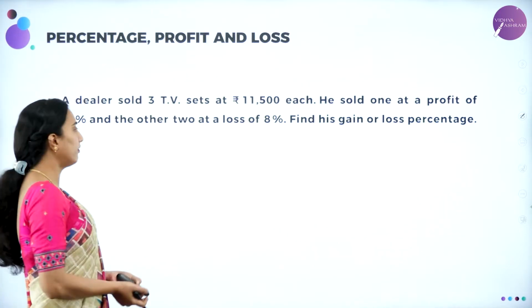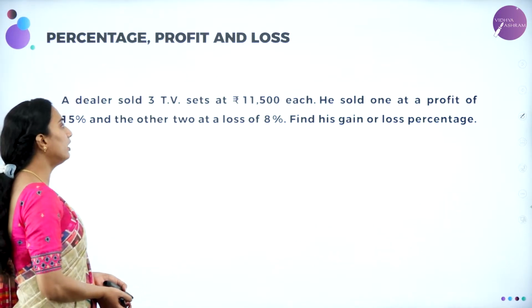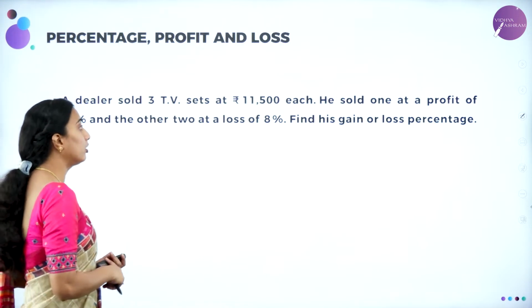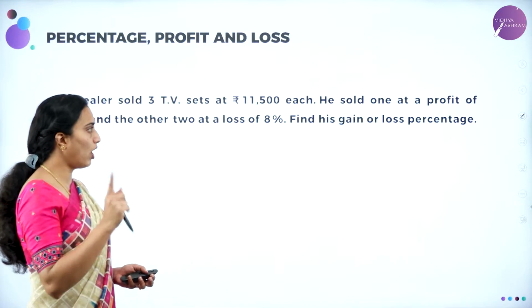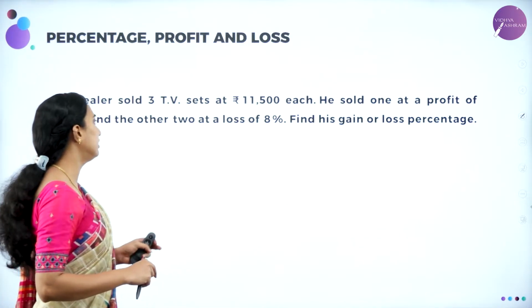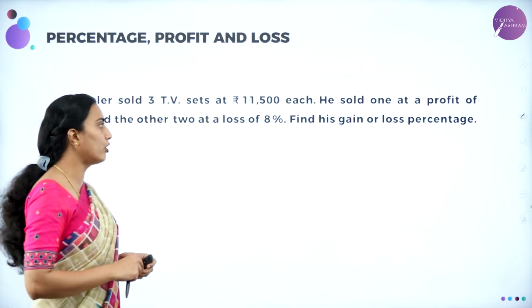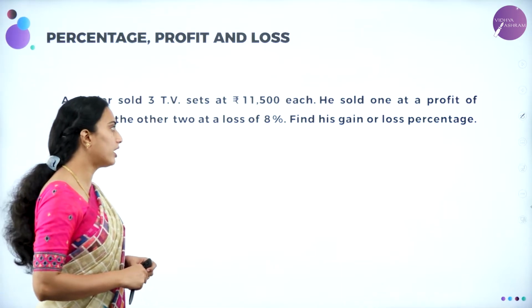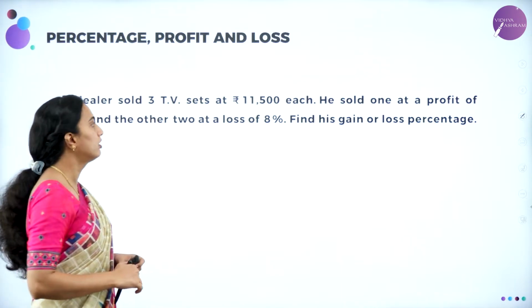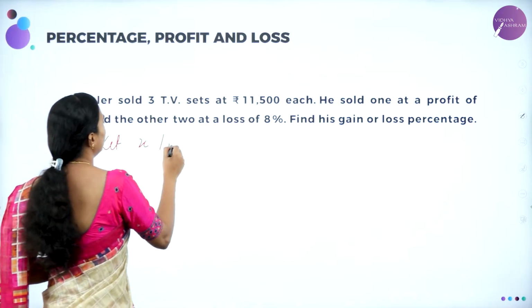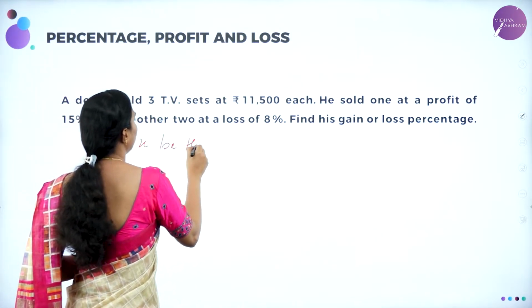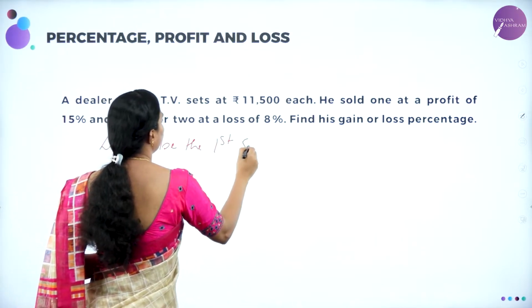So the next question they have asked like this. A dealer sold 3 TV sets at rupees 11,500 each. He sold one at a profit of 15% and the other two at a loss of 8%. Find his gain or loss percentage. So therefore, let x be the cost price of the first set. I am going to take it as x.